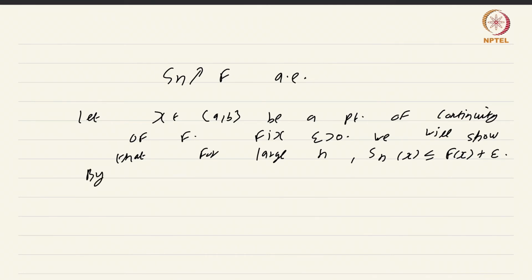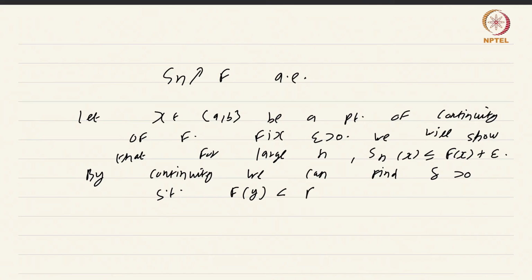Okay, now by continuity we can find delta greater than 0 such that f of y is less than f of x plus epsilon for all y in the interval x minus delta, x plus delta.